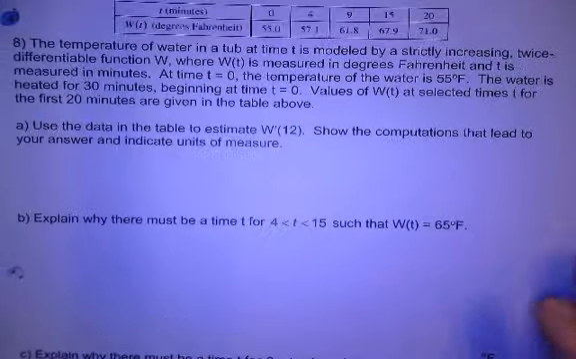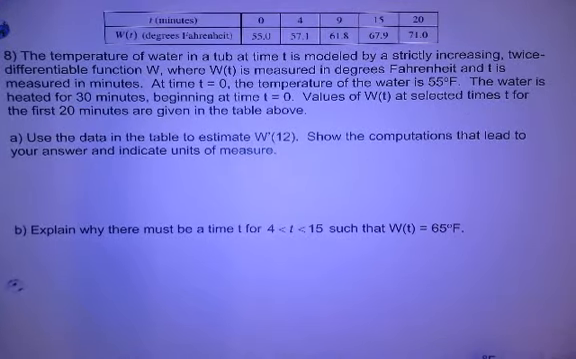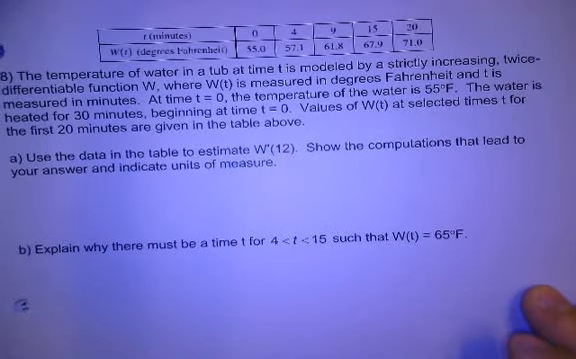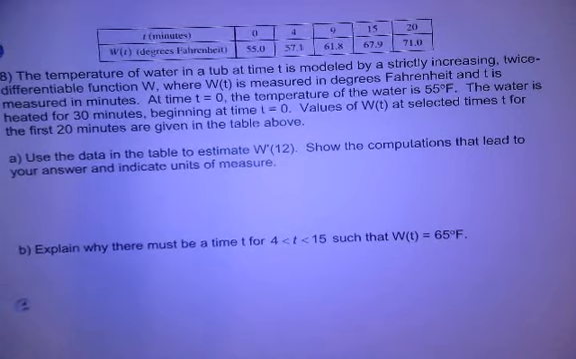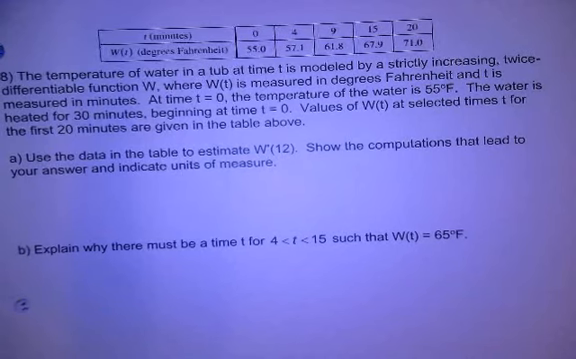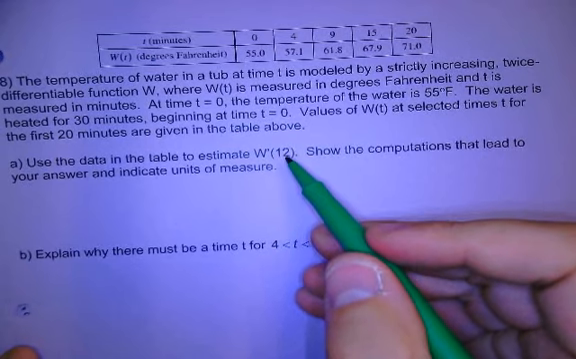Here's another free response. I'll just run through it real quick. Alright, so we have a temperature of water in a tub at time t modeled by a strictly increasing twice differentiable function, where W(t) is measured in degrees Fahrenheit and t is measured in minutes. At t equals 0, the temperature is 55, and the water is heated for 30 minutes. Values of W(t) are all in the table. Okay, estimate W prime at 12.